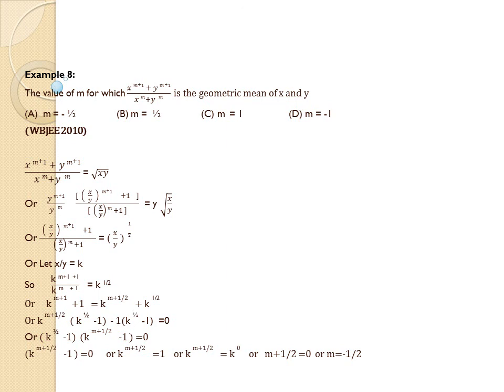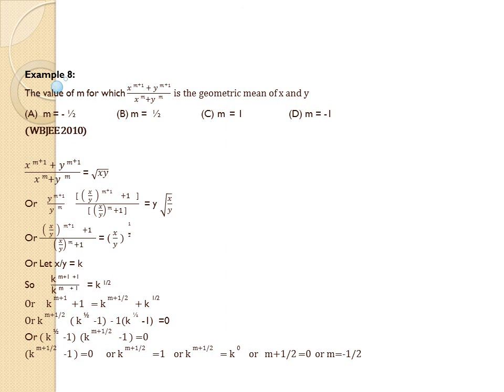But k to the power half equal to 1 I cannot take, because if I take k to the power half equal to 1, then k to the power half equal to k to the power 0. So half equal to 0 is coming, which is not right. So basically in this way I have proved that m equal to minus half. So I think that's all about this problem.